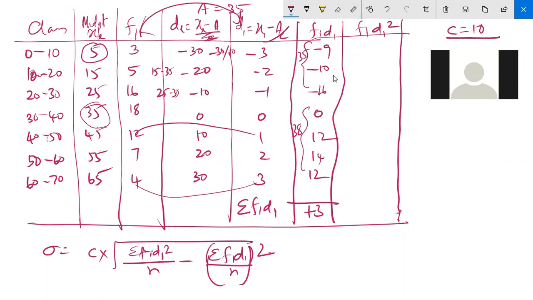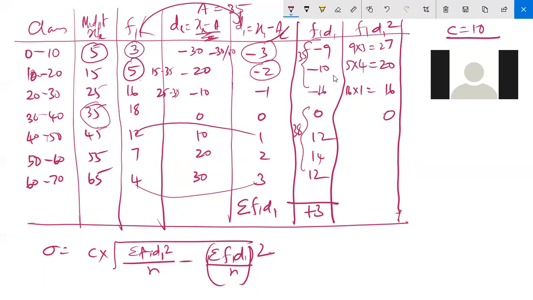Okay. Now, sigma fi di squared you have to find out now. Di squared means minus 3 squared is 9. 9 into what? Fi is 3. 9 into 3, 27. The same way fi di squared. Fi is 5. 5 into di squared. What is di? Di is minus 2. Minus 2 squared is 4. So 20. Minus 1 into minus 1 is 1. What is f? F is 16. That is equal to 16. 0 into 0, 0 only.